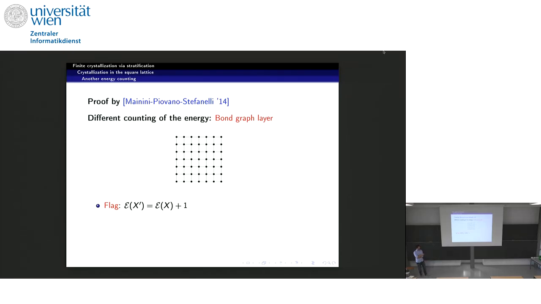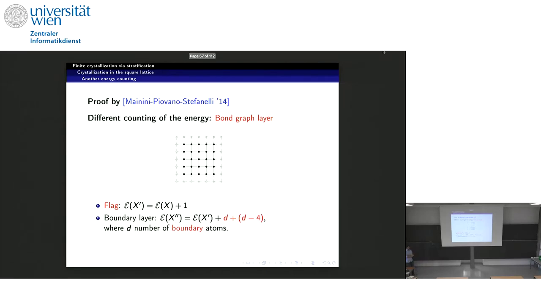And now comes the main idea. Namely, they remove a boundary. They remove the boundary here, and they get a smaller configuration. And the smaller configuration is called X prime prime. And now we need to take care of the change in the energy. And let me call D the number of boundary atoms, so the number of atoms that are removed by this procedure. So how many bonds do I remove? So what's the change in the energy?